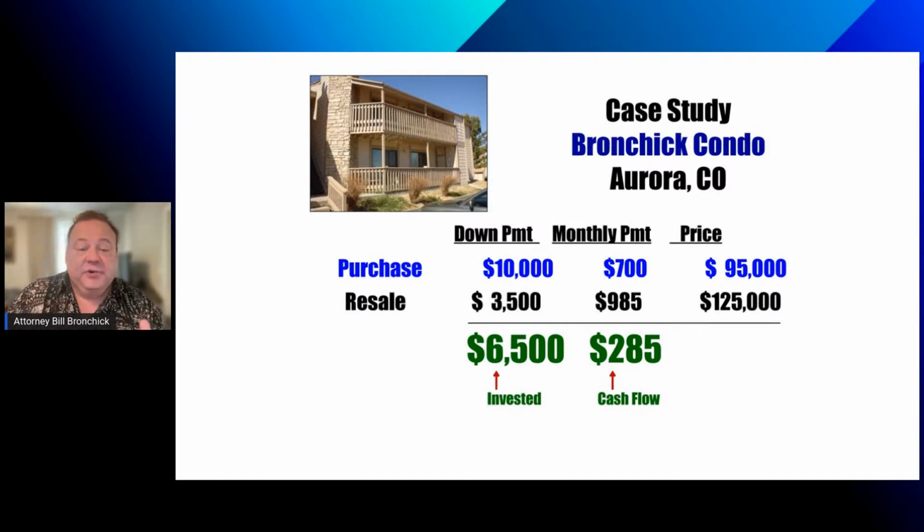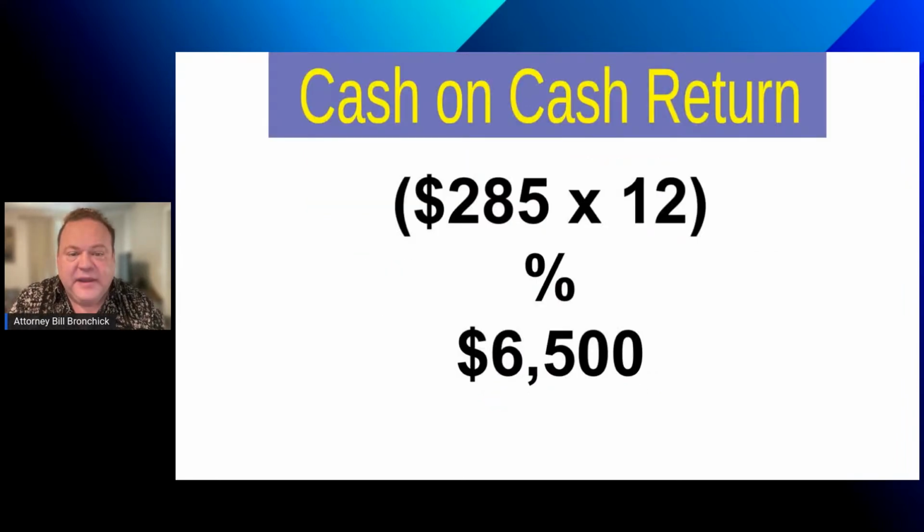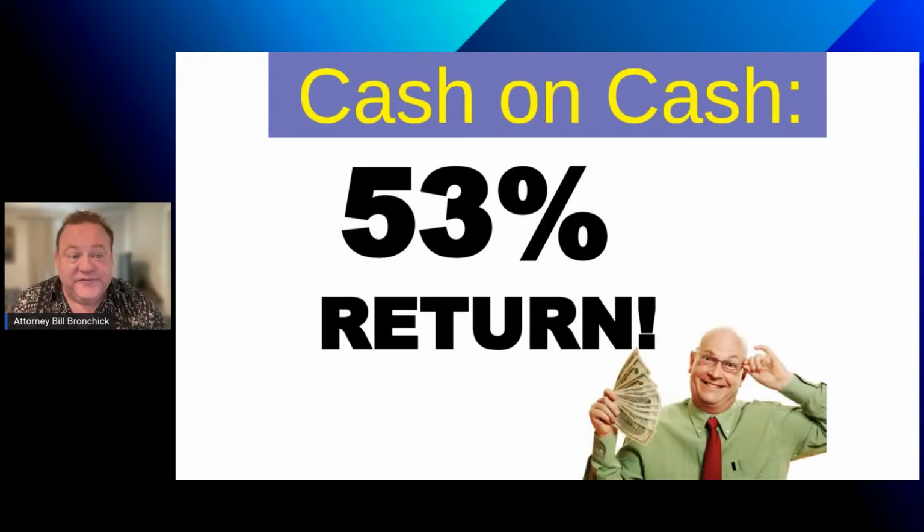Now I originally put up 10 grand, and I got 3,500 back, which means I still have 6,500 tied up in this deal. You follow me? So I have 6,500 invested with 285 a month. Let's look at my return now. From negative, I went to 285 times 12. That's my annual cash flow, divided by 6,500, is a 53% per annum return.